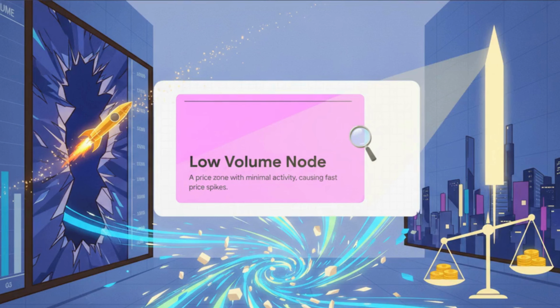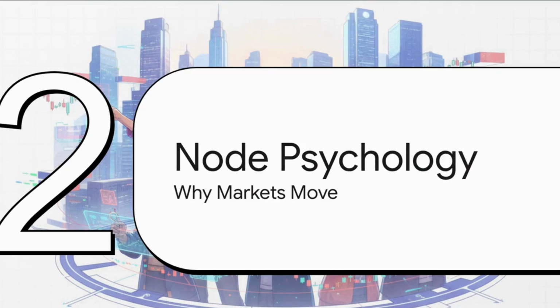Contrast that with the low volume node, the LVN. These are those deep, empty valleys on the profile. When price enters an LVN, there's just no interest, no liquidity, and absolutely no agreement on fair value. Because of that, price sprints through it. It acts like a vacuum. The market rapidly shifts into price discovery mode, throwing out these massive, fast candlesticks, just desperately looking for the next area of balance. Let's dive into section 4, the psychology of nodes.